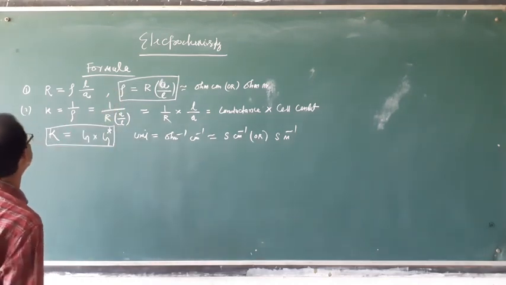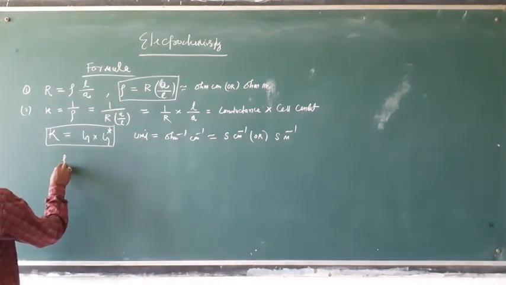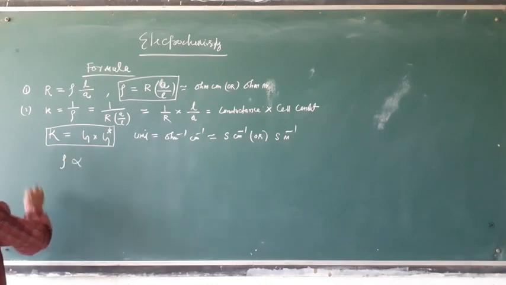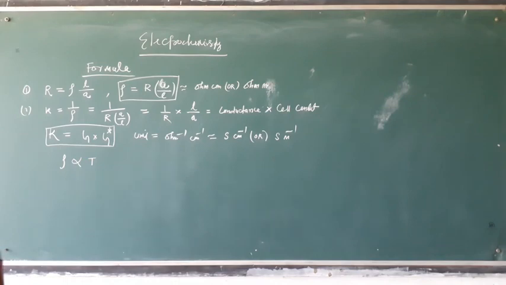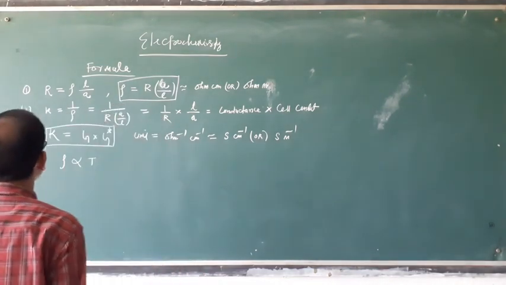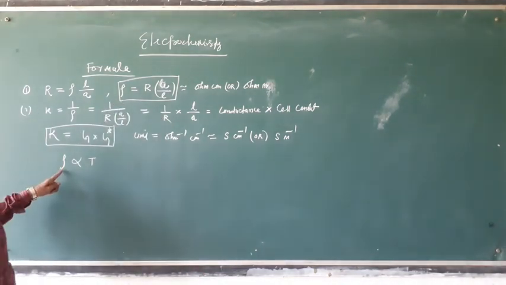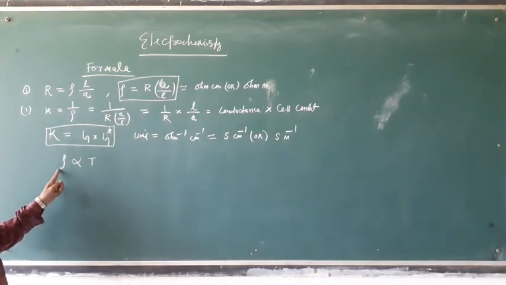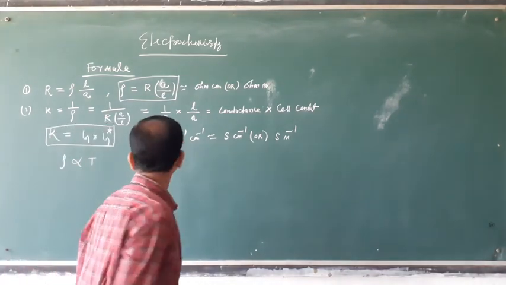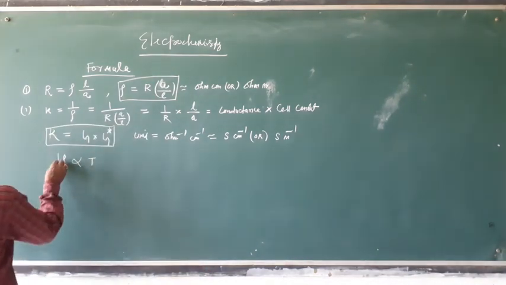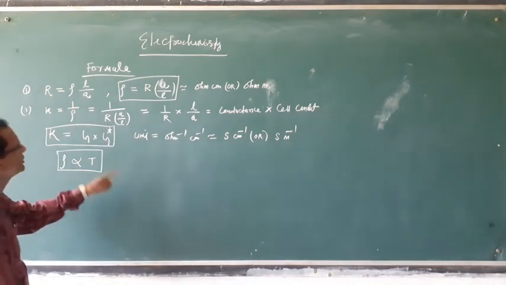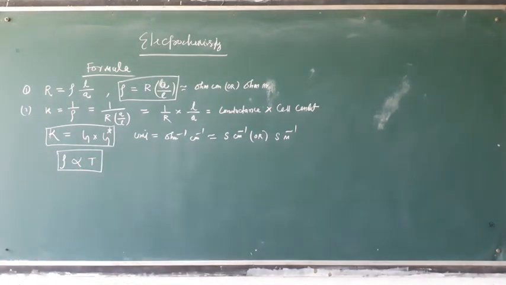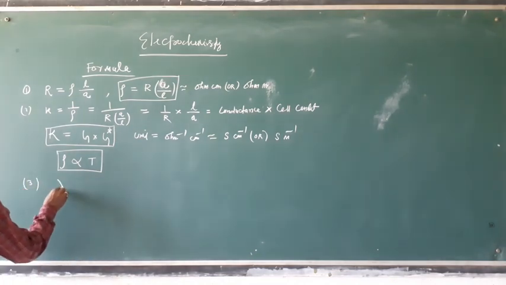This resistivity rho is directly proportional to temperature. When temperature increases, the resistivity increases, but for the same substance rho is constant at a particular temperature. Rho is directly proportional to temperature. Then another one, that is lambda m.